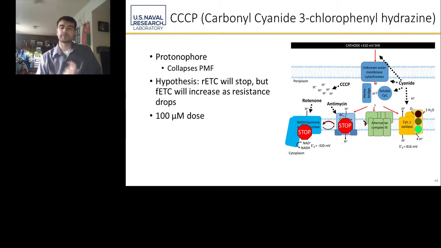The first thing we're going to do is test that hypothesis using an inhibitor called CCCP, which collapses the proton gradient. In order to drive reverse electron transfer, you need to have protons in the periplasm. What the CCCP does is grab onto those protons, carry them across the membrane, and collapse the gradient. So we think that when we do this, we'll stop all reverse electron transfer, but there may be some increase from the cytochrome C oxidase that may counterbalance a little bit of that.